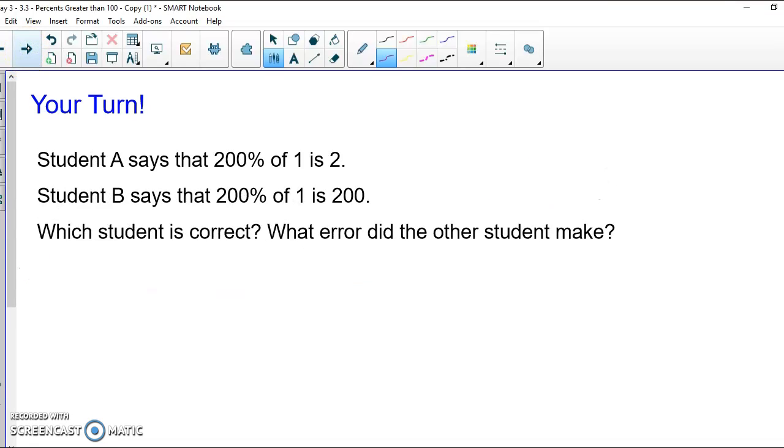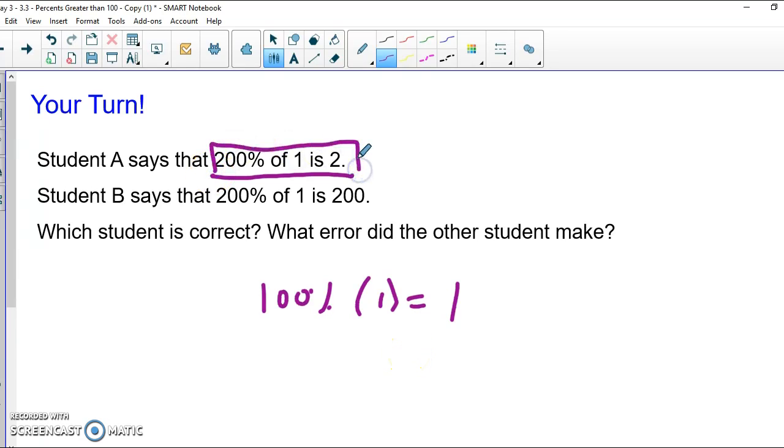Okay, let's try this one again. You can pause the video and come up with your solution and then double check. Student A says that 200% of 1 is 2. Student B says that 200% of 1 is 200. Which student is correct? Well, let's start with what student A says. If I want to find 200% of 1, I'm going to start by finding 100% of 1. 100% of 1 is 1. So if I want to find 200%, I can double this. So 200% of 1 would be 2.